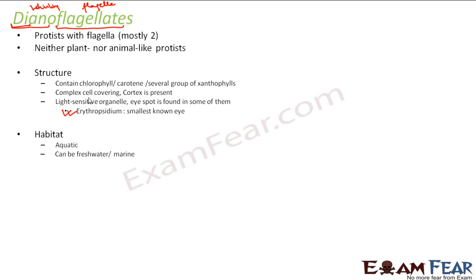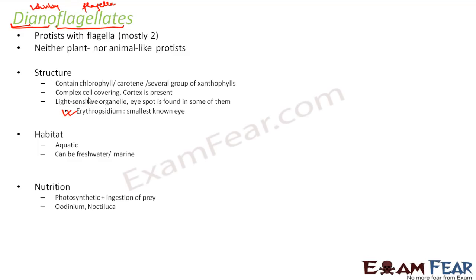Now talking about the habitat, they are also aquatic, could be freshwater or marine. Talking about nutrition, they are a combination of photosynthetic plus prey ingestion. Photosynthetic because some might contain chlorophyll, but it is not necessary that all Dinoflagellates will contain chlorophyll. So there might be some which do not contain chlorophyll. So they can have their food in the form of prey. That means ingestion of prey.